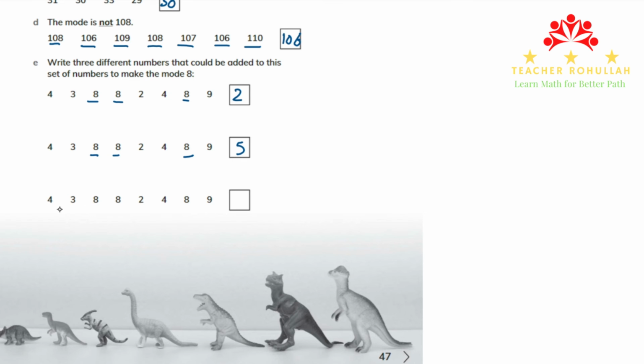In the last one, we have 4, 3, 8, 8, 2, 4, 8, and 9. Again, we cannot use 4 over here. Why? If we use 4, it becomes the mode together with 8. But if we put any other number, let me put 6 here, the mode is still 8. So we put 3 different numbers, and the mode of each set of data is still 8. Well, we are done with question 9. Let me scroll down to move to the next question.